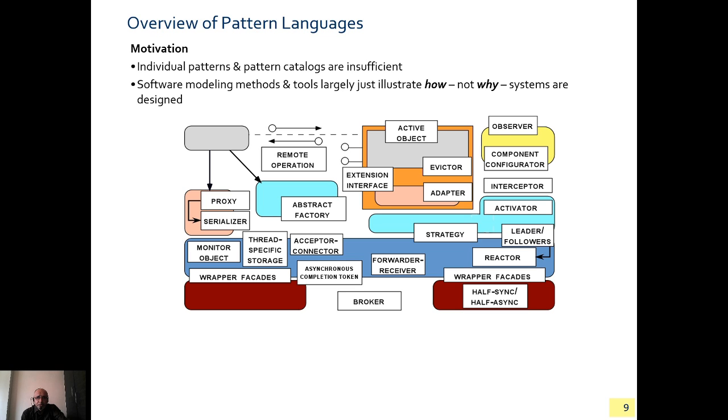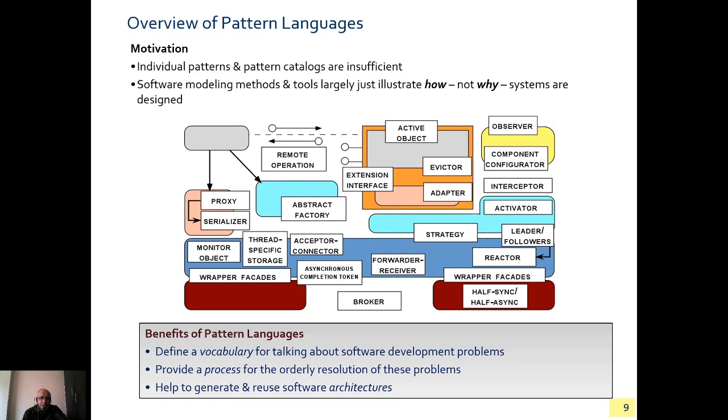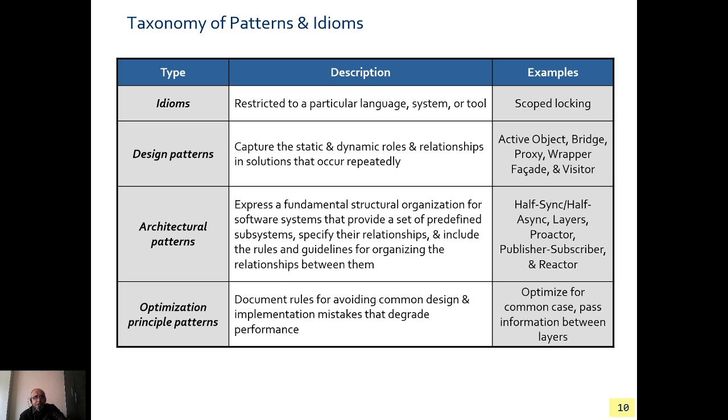Likewise, observer. What is the job of observer? Observer doesn't participate in the current scenario, it doesn't perform any kind of actions altogether, but takes a look at the thing. So, benefits of pattern language: they talk about vocabulary, they provide a process for orderly resolution of the problem, and then how to generate and reuse software architectures, that is what the ultimate aim is. So, these are all the types.